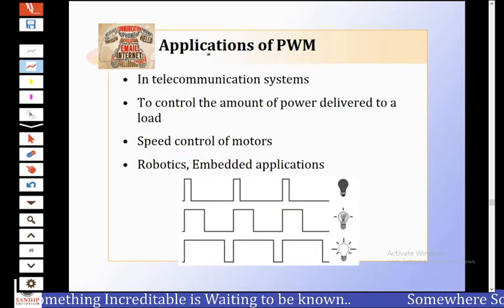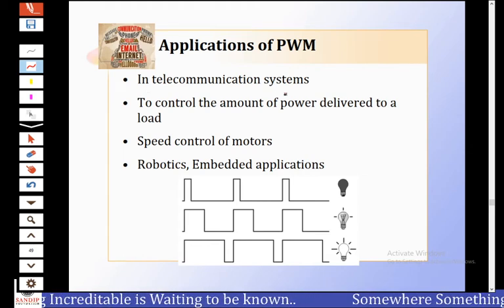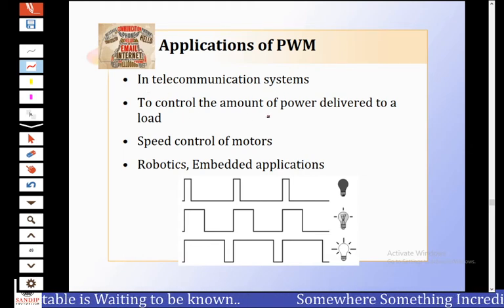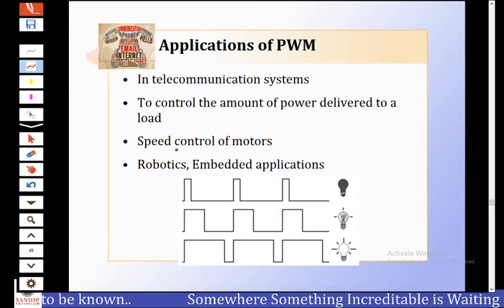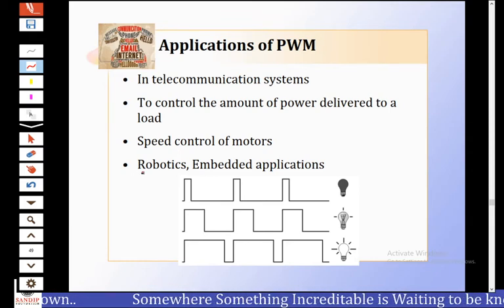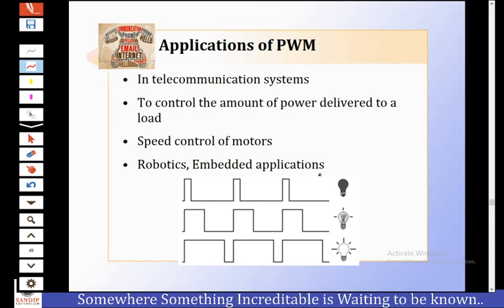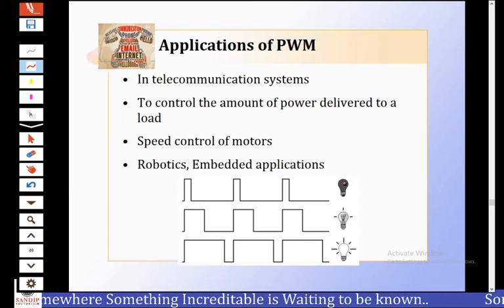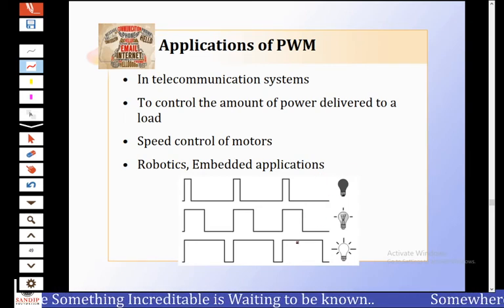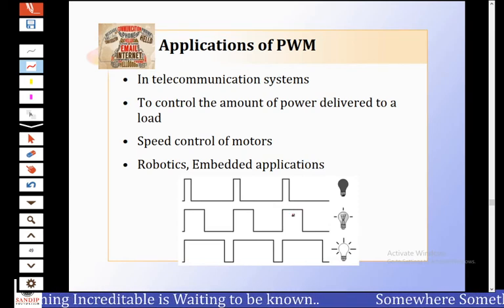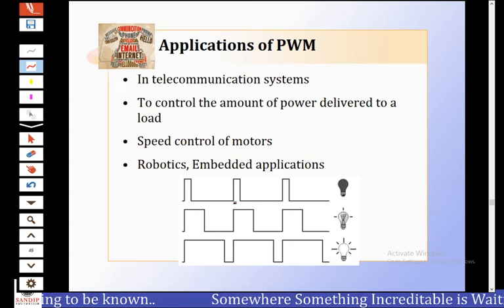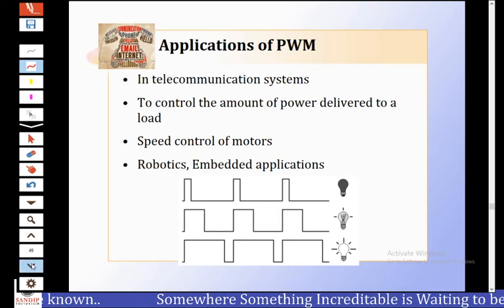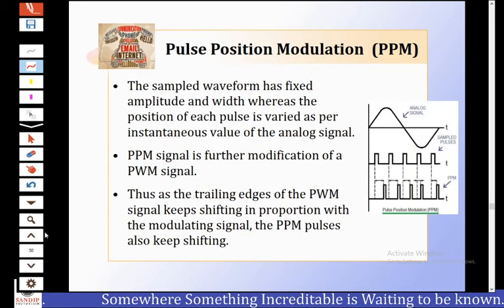So what are the applications? Generally we will use it in telecommunication system. Next one, to control the amount of power delivered to a load. This can be used as application in speed control of motors, as well as in robotics or in embedded applications. We'll use the pulse width modulation technique. As well as by increasing the width, we can increase the illumination time or the intensity of the LEDs or bulb by using PWM signal. Okay. So this is the pulse width modulation technique.